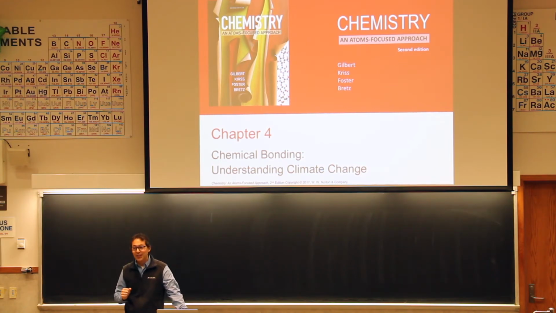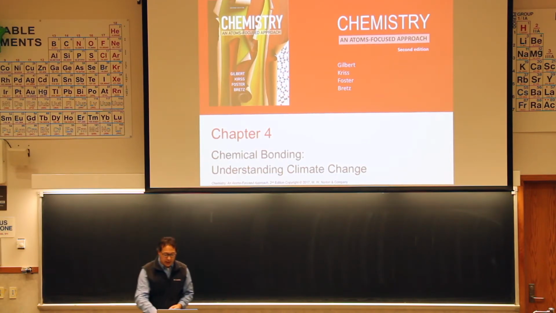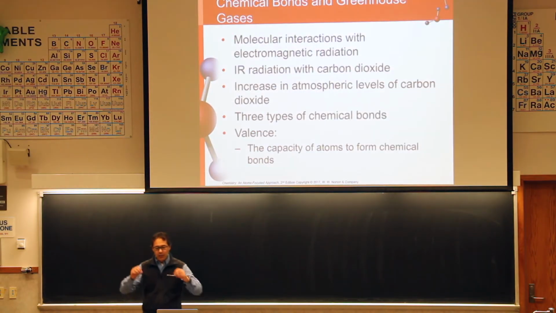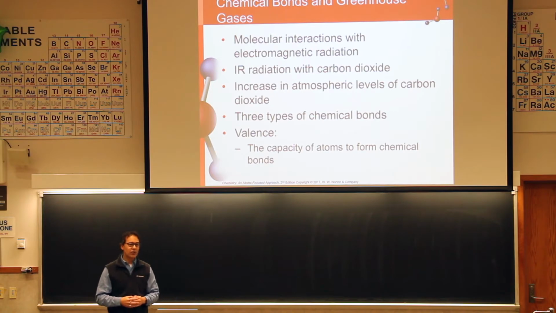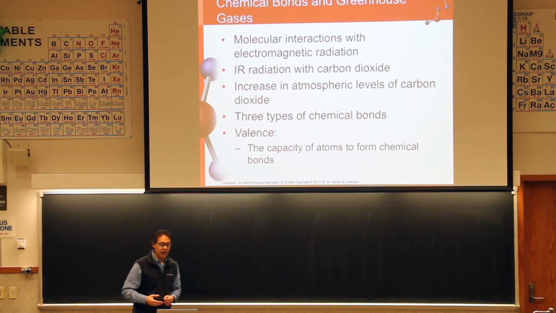Today, what we're going to do is take a look at chemical bonding, three different types of chemical bonds. And then later on, we're going to take a look at naming compounds. Now, to get us started, we are eventually going to take the stuff that we learned and apply it to how we understand climate change, how climate change is a thing, and what is the chemistry behind the greenhouse effect.